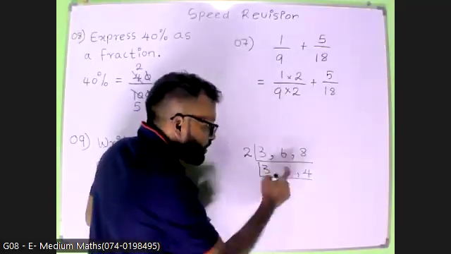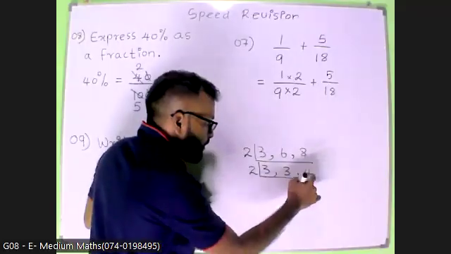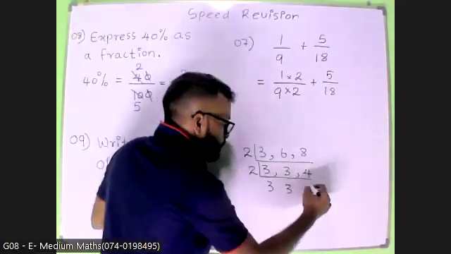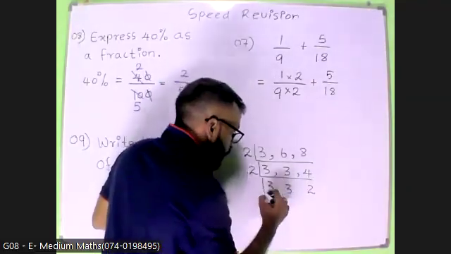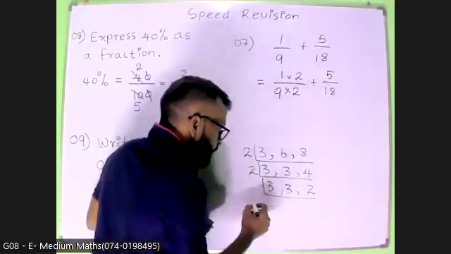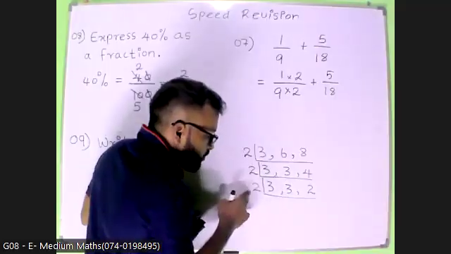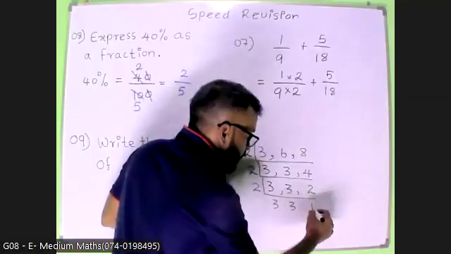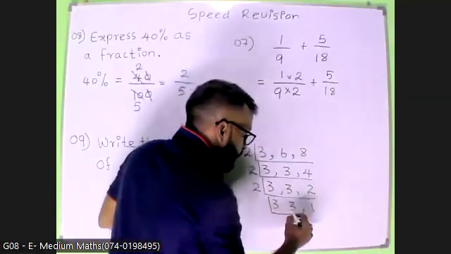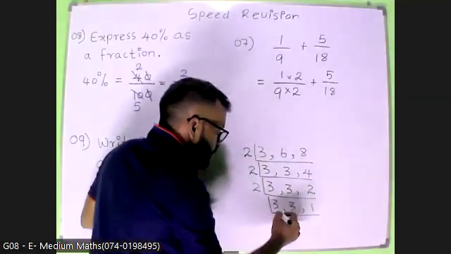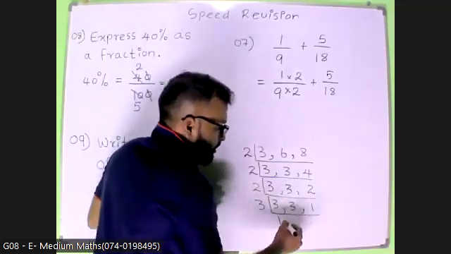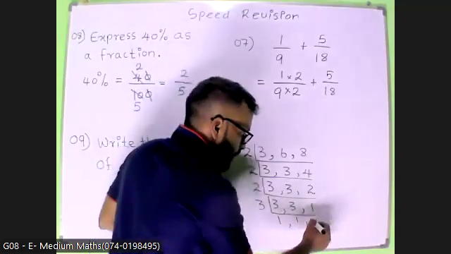Again, can you use 2? Yes, because 4 can be divided. Here 3, here 3. 2 times 2 is 4. So again, you can use 2. 3, 3, here 1. Until you obtain 1, 1, 1, you have to divide. Now you can use 3. 3 times 1, 3 times 1.